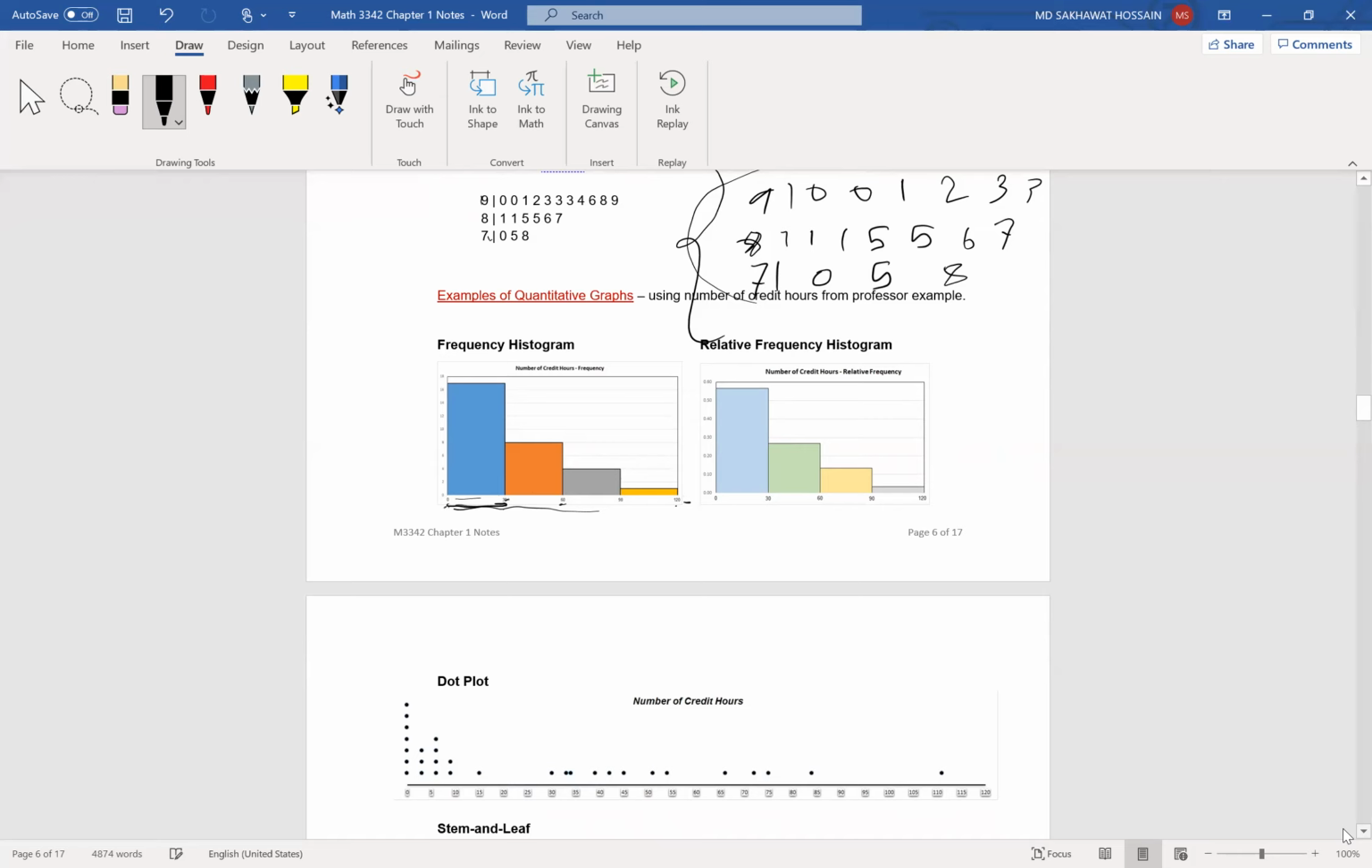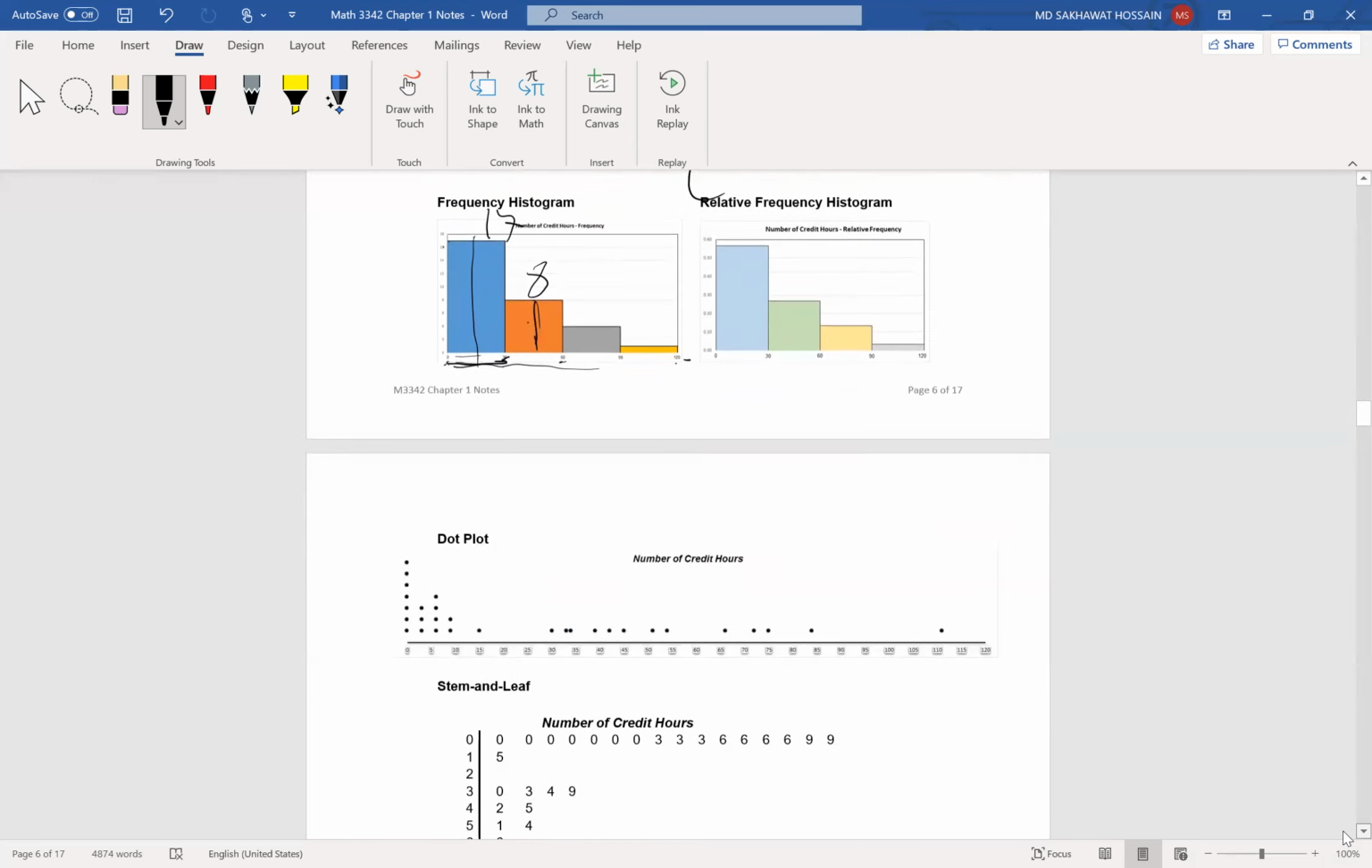Okay, so for 0 to 30, the frequency was 17. So that's why the height of this bar is 17. And for the second group, the frequency was 8. So that's why the height of this one is 8. This is 17, okay? And so on.